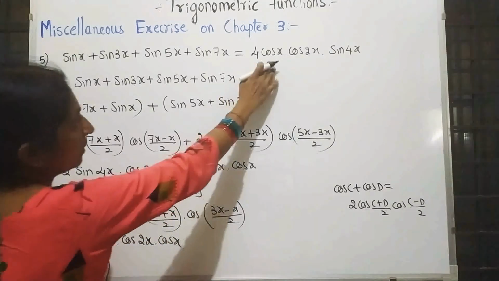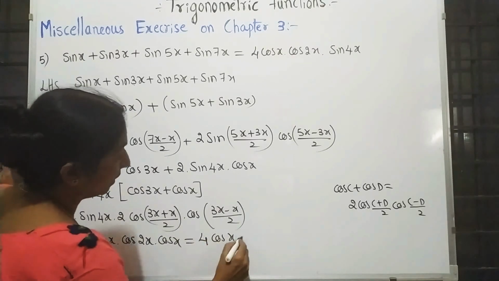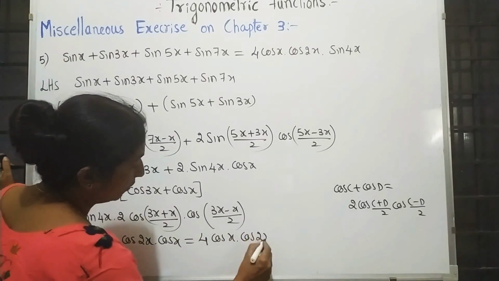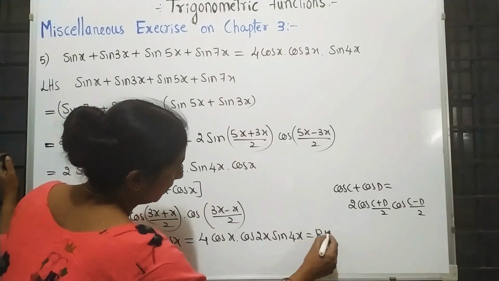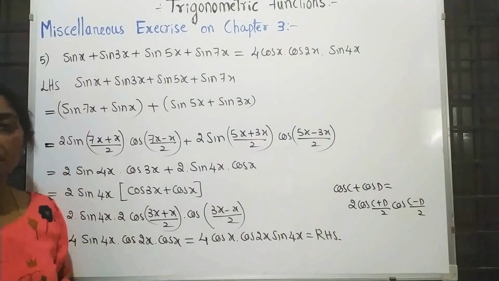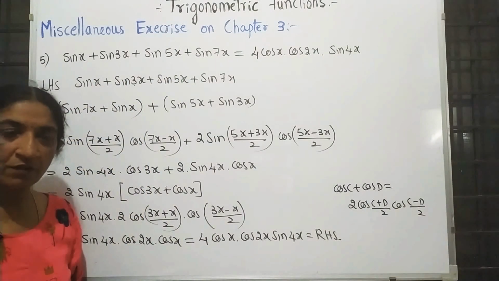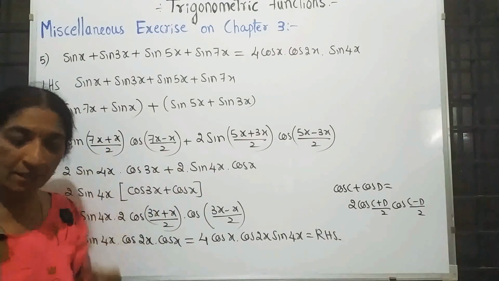See, is it a required answer or what? If you want, you can rearrange whatever they are asking in that way. Cos x into cos 2x into sin 4x. That is nothing but RHS. In a miscellany exercise on chapter 3, we have a total 10 questions and I solved 5 questions. In the remaining 5, I will explain in the next class.